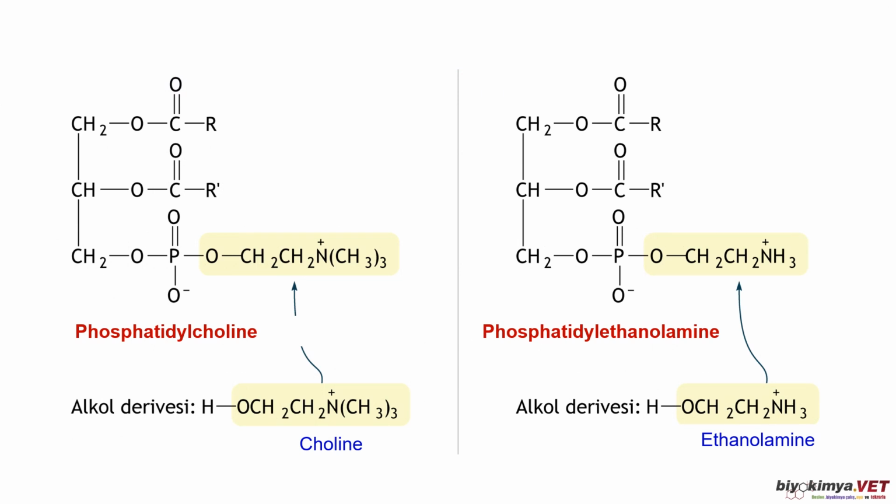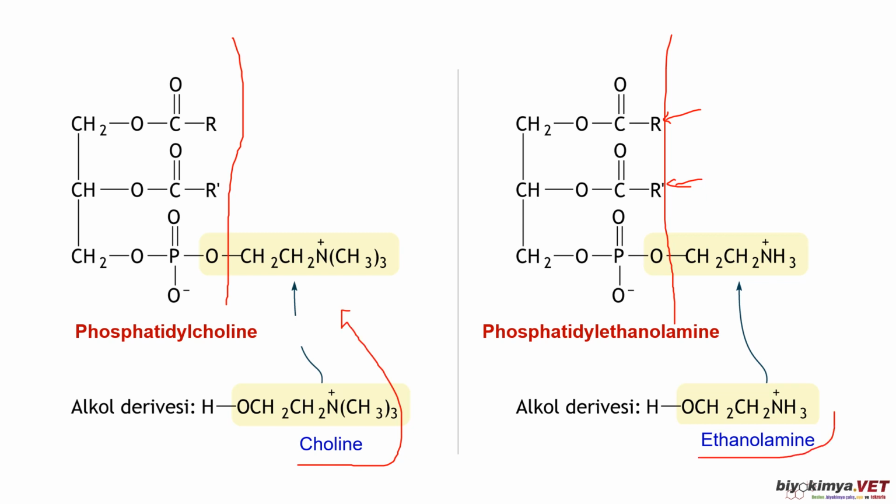Here you see the molecular structure, the basic structure of two glycerophospholipids, the common ones, phosphatidylcholine and phosphatidylethanolamine. And as you see, they are phosphatidic acid derivatives. This part is the phosphatidic acid. The R here represents the hydrocarbon chain of 2 moles of fatty acids. And choline makes the molecule phosphatidylcholine, and ethanolamine makes it phosphatidylethanolamine.